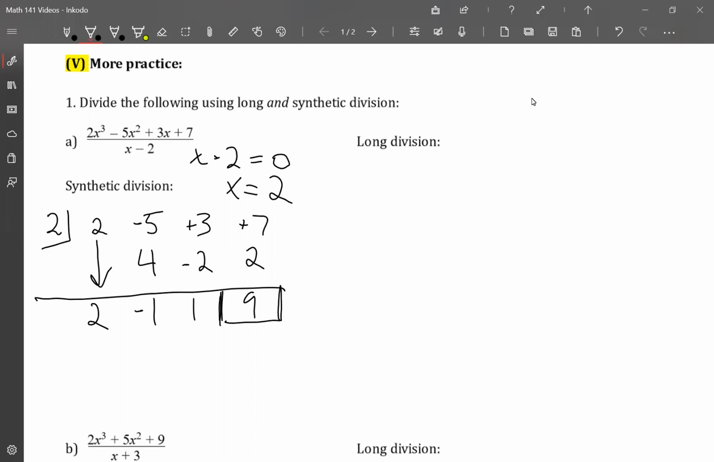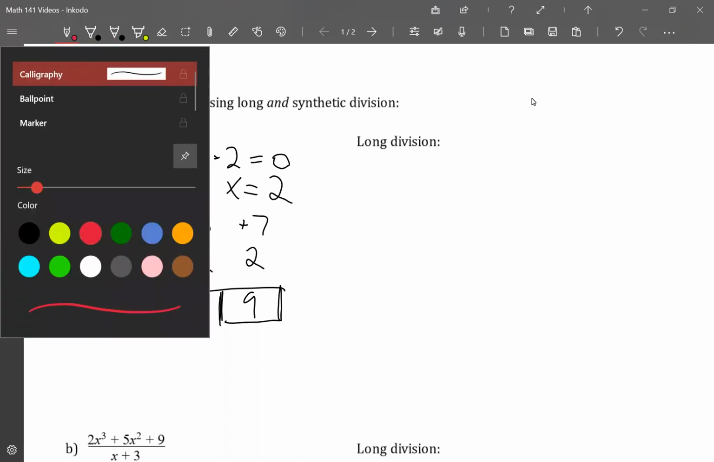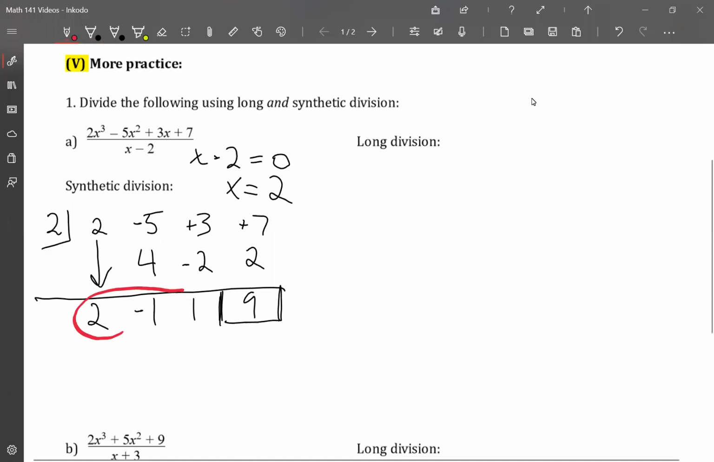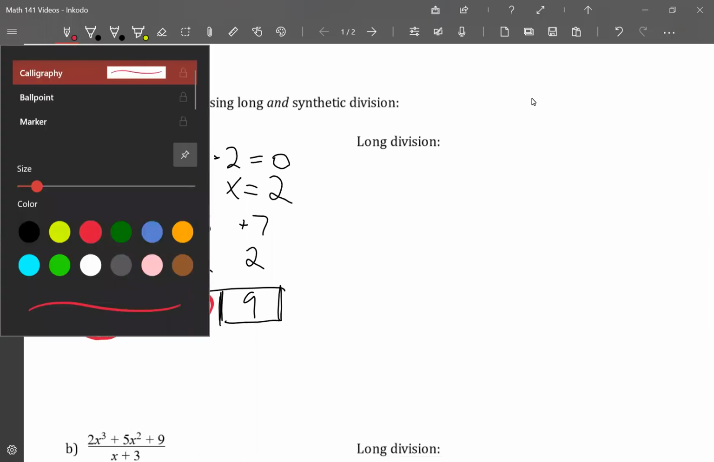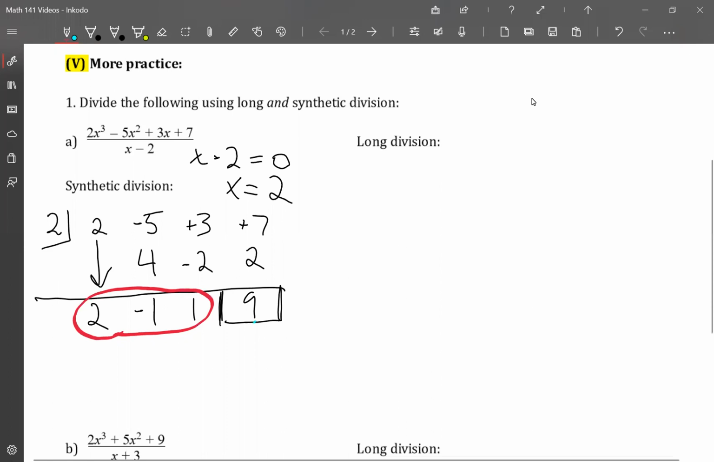So we've got these numbers that essentially make up our remainder and our quotient. Our quotient being right here, and our remainder being right here. But we need a format. So the number in the box is your remainder. So that's a plus 9 over the number that you're dividing by, or sorry, the polynomial, so x minus 2.